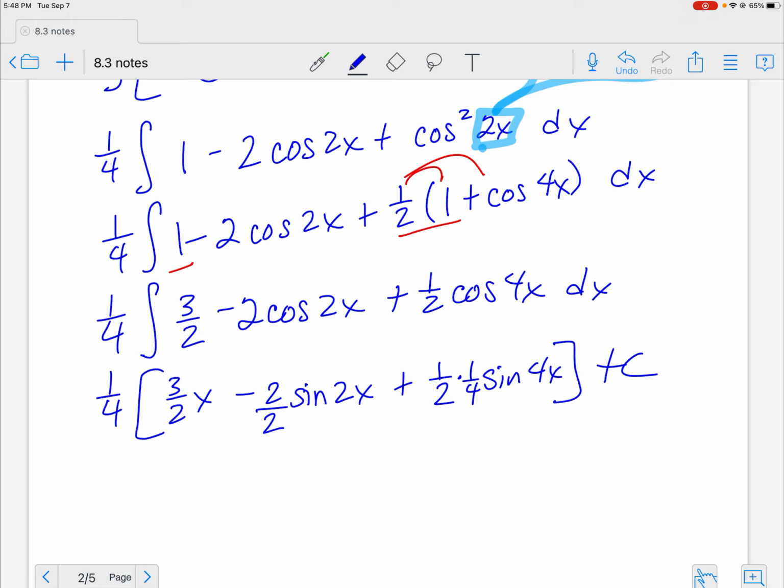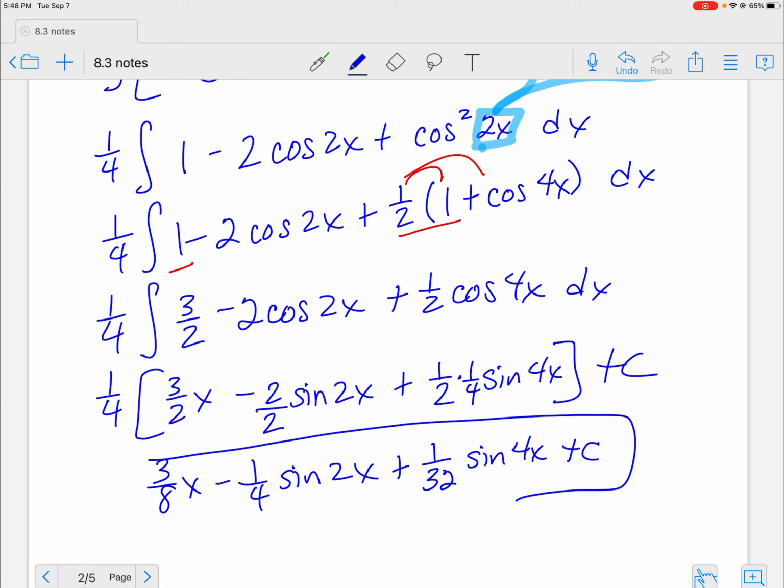All right. Now, I'm just going to distribute this 1/4 and clean it up. So I've got 3/8 x minus 1/4 sine of 2x plus, what's 8 times 4? 32. And that is our final answer.